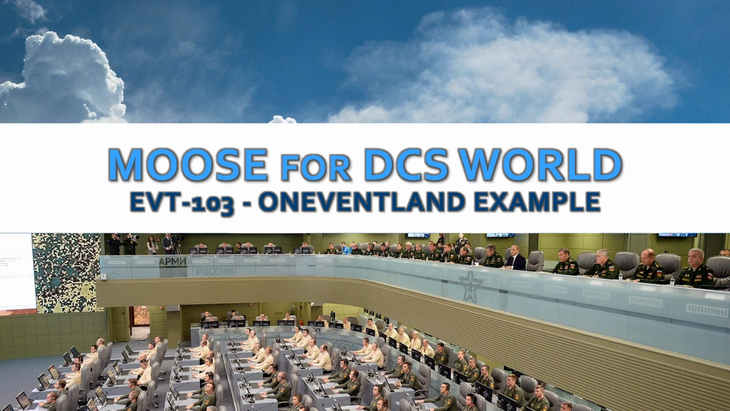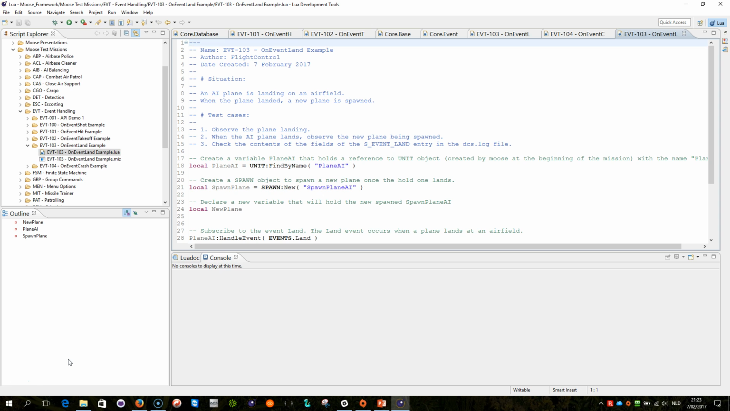Hi there, and welcome to this new video where I'm going to explain how you can catch the DCS land event, which is an event that occurs when airplanes are landing at airfields. You can catch the event and then build new logic to extend the event processing for certain objects within your mission. For this purpose, I've created the following test mission already.